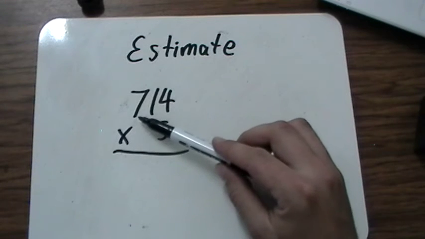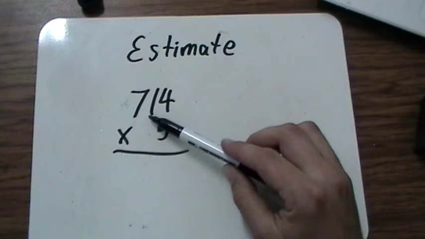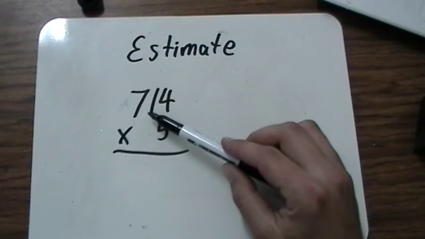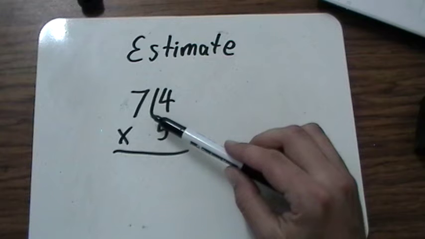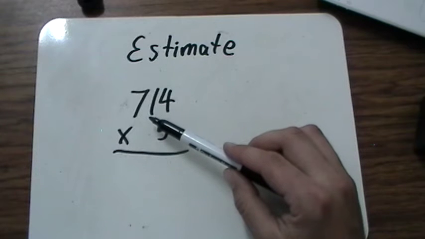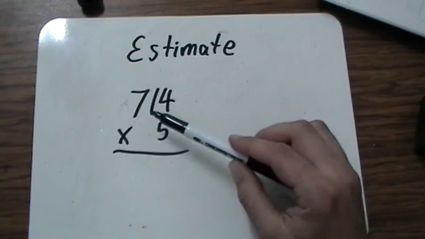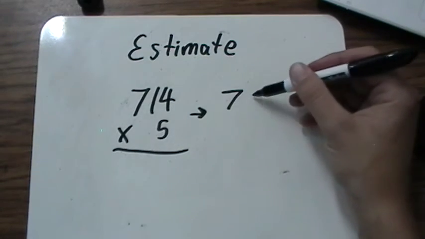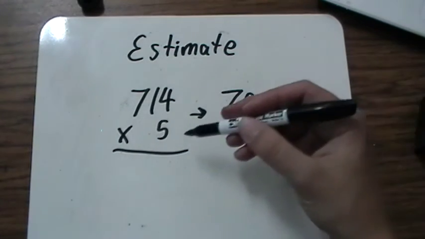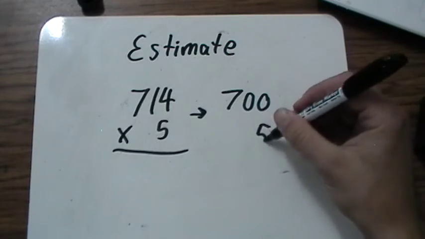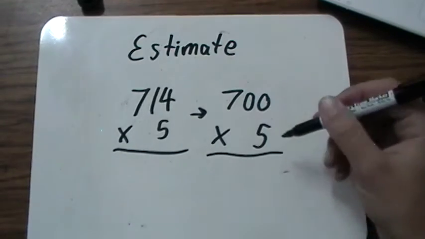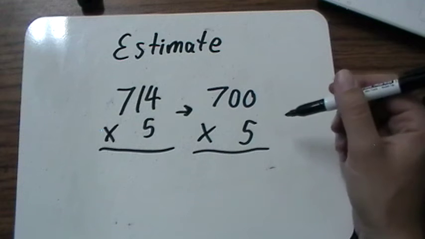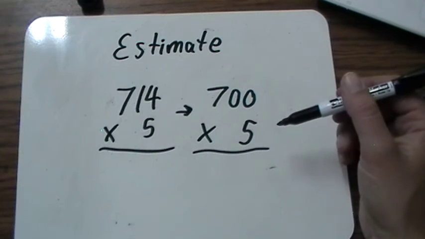Well, since I'm rounding this number, I look to the number to the right. That's a 1. Remember the rule of magic 5. Is that smaller than 5 or bigger? Yeah, that's smaller. So I round down to 700. I'm going to keep 5 the same because that's a pretty easy number. All right.